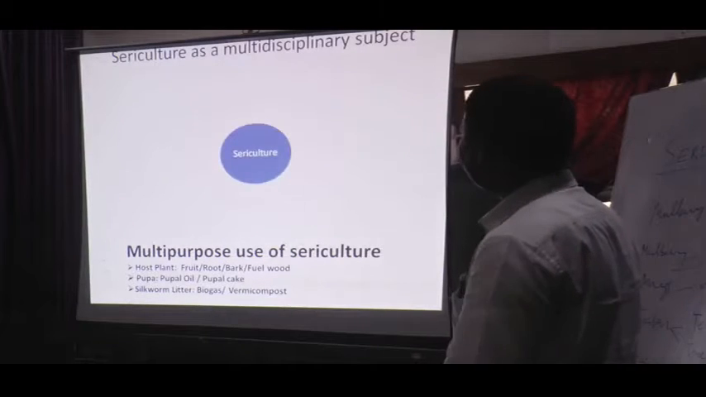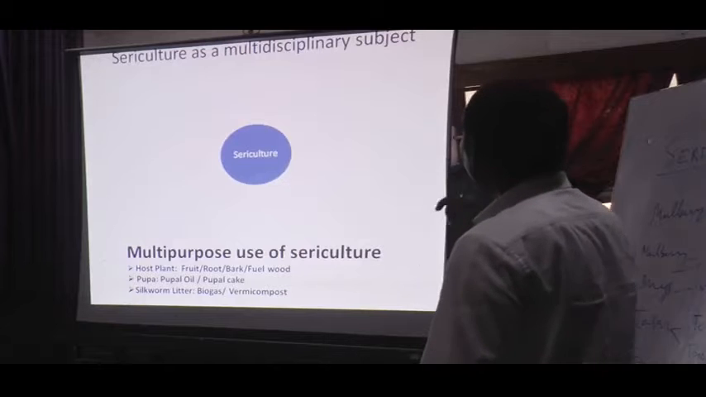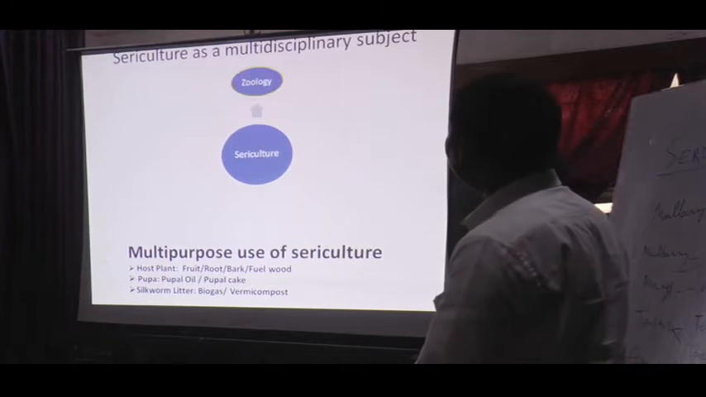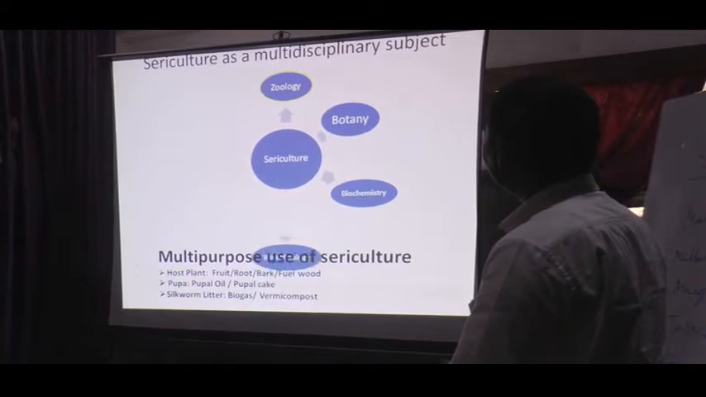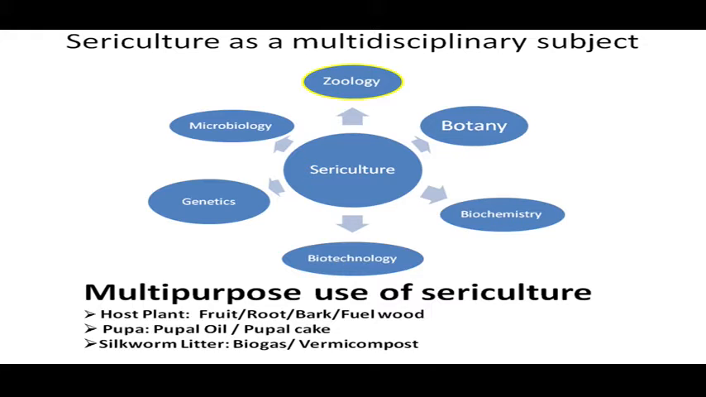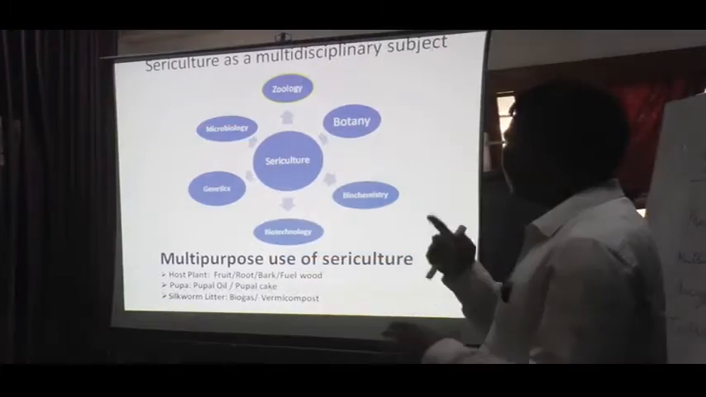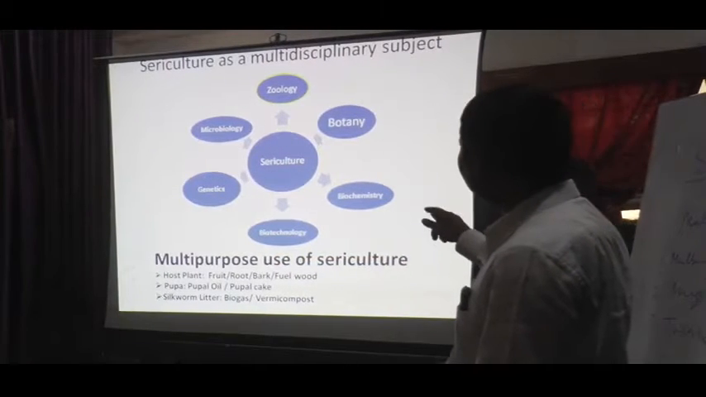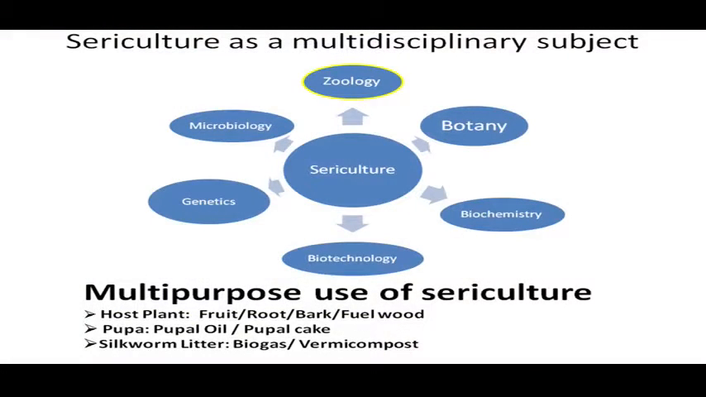So we can say sericulture is a multidisciplinary subject. In this diagram, we have zoology, because if you study animals and insects, it is included under zoology. Similarly, sericulture involves host plants, so botany is there. Then there are biochemical analyses of insects and food plants, so we go for the biochemistry part. Biotechnology is also involved, similarly genetics and microbiology; disease-related studies come under microbiology.